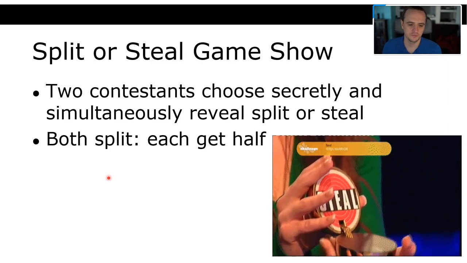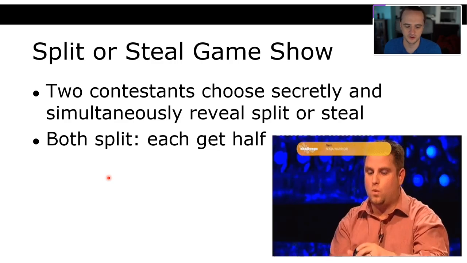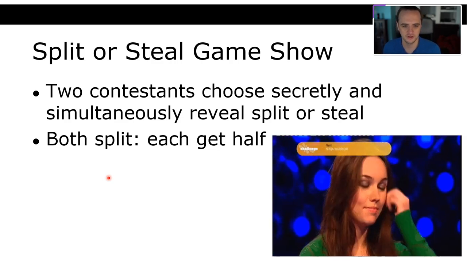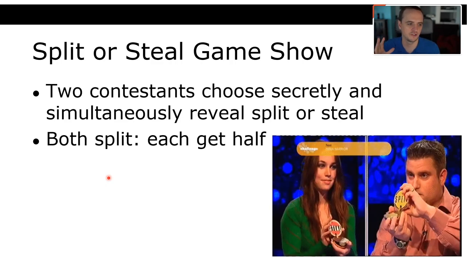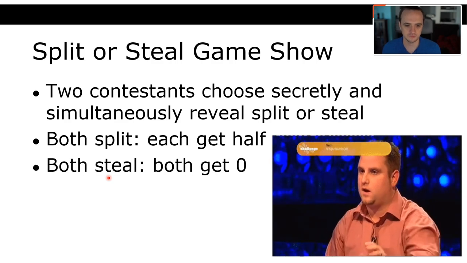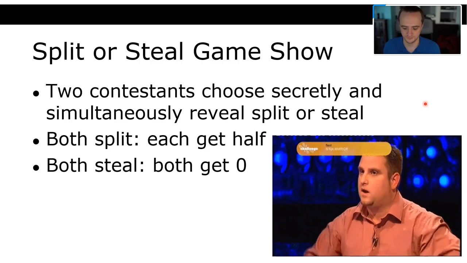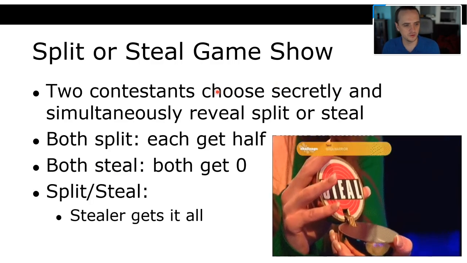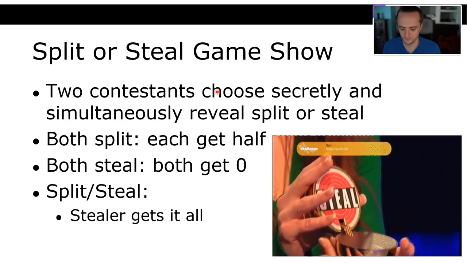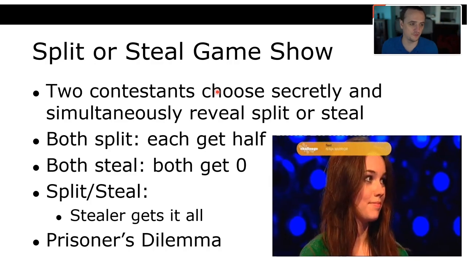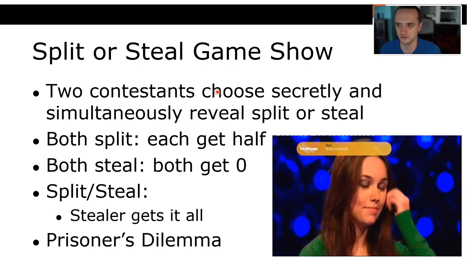And here's the results. Let's say it's $100,000. I think it was $100,000 or $50,000 or so, but let's just say it's $100,000 because the math works out. If they both choose split, then each of them would get $50,000. So they'd split the money down the center. If both of them chose steal, then they both get $0. If one chooses split and the other chooses steal, then the stealer gets it all. Okay? And so this is a form of the prisoner's dilemma. It's not exactly the prisoner's dilemma, but it's very, very close to it.